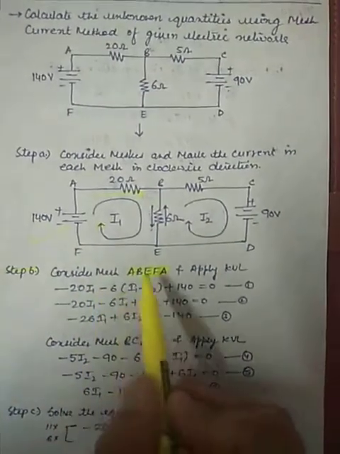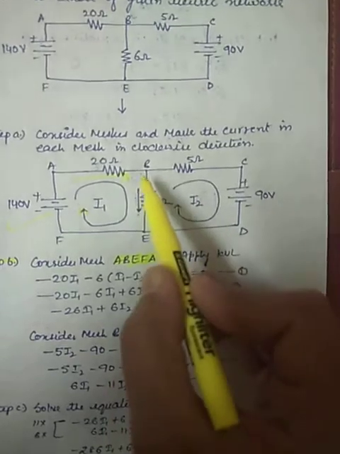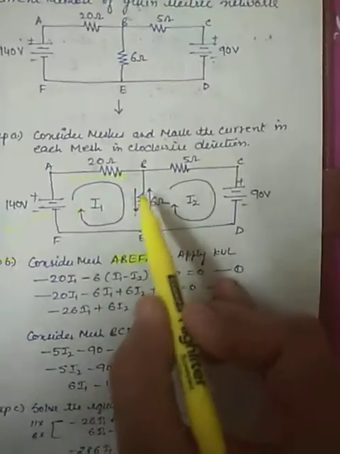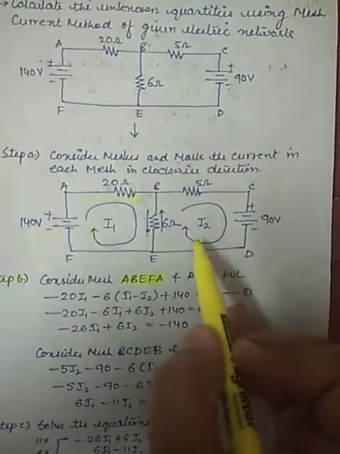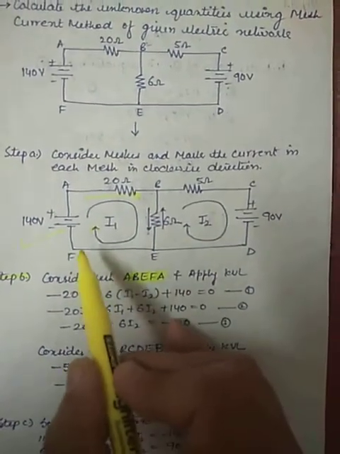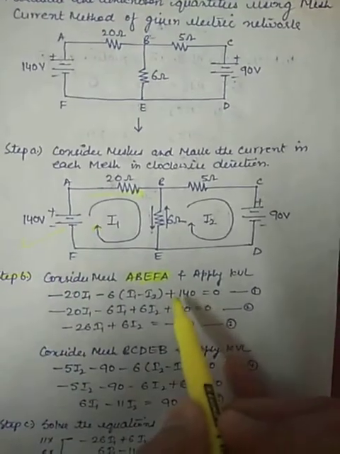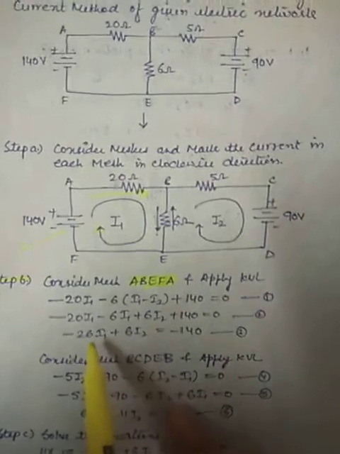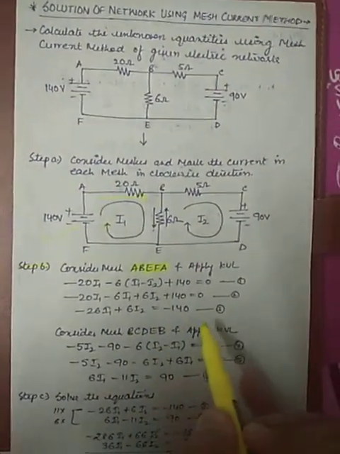Here current I1 is flowing from B to E, so the direction of current is the same direction, so we will take minus. We are considering this mesh, so we will subtract this I2 current from I1, so minus (I1 minus I2). Now from E to F there is no element. Now F to A, lower potential to higher potential, then we will take positive sign, 140. So we will solve this equation. We will get minus 26 I1 plus 6 I2 is equal to minus 140.